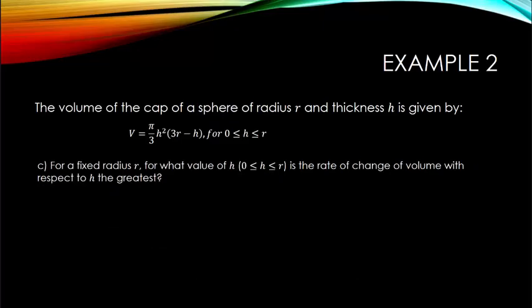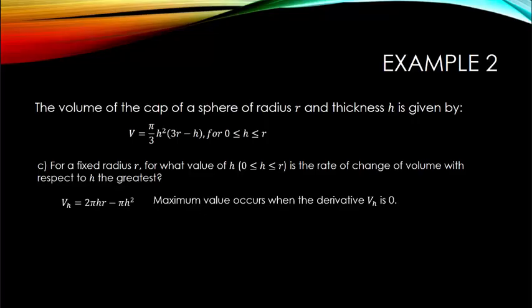Now I want to determine the value of h, when h is between 0 and r with a fixed radius, where the rate of change of volume with respect to h will be the greatest. Rate of change of volume with respect to h tells me I need to use the Vh derivative. So Vh is equal to 2 pi hr minus pi h squared. The maximum value occurs when the derivative of the function I'm maximizing, Vh, is 0.